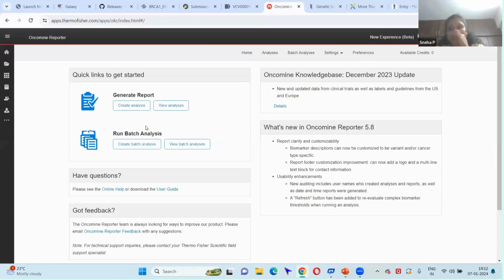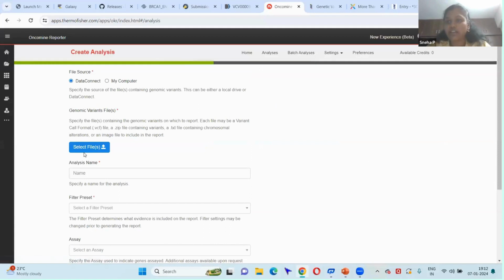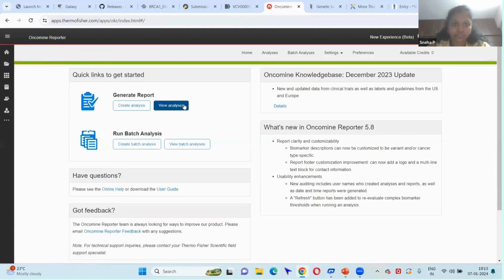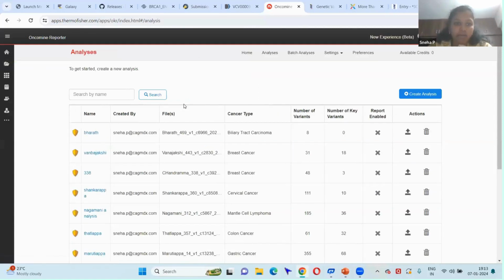So in case we are doing it for the first time, we'll have to create the analysis. Which means those BAM files, your VCF files, all those files you remember, from there you will have to insert into this. Now I have some already analyzed data.